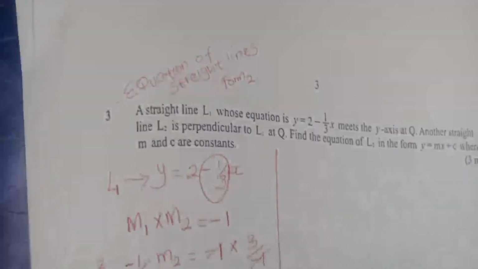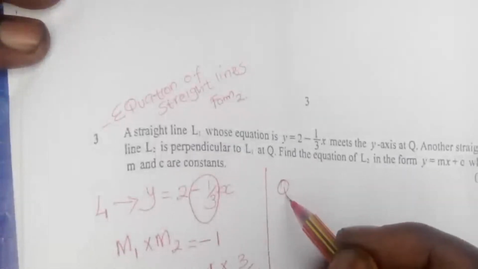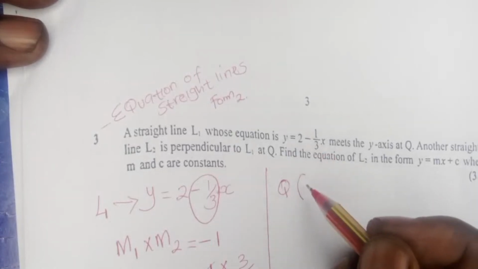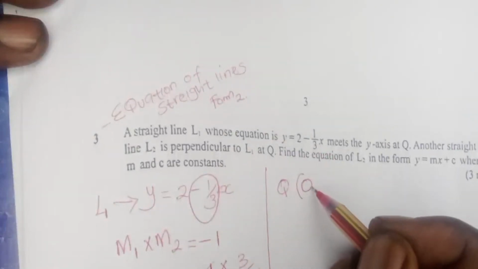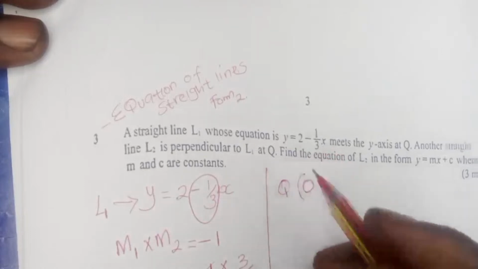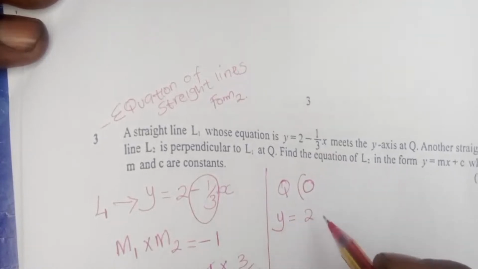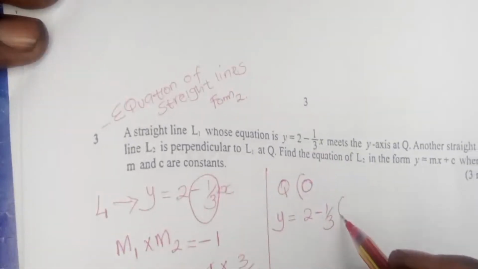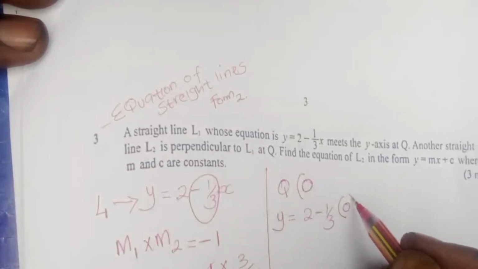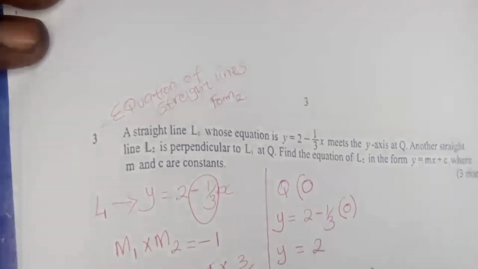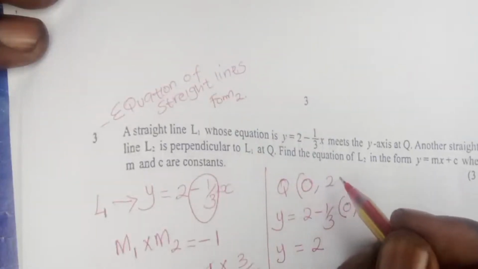After doing that, we are going to find the coordinates of Q. So for Q, let us take x to be 0. Using this equation, I can get the value of y by saying y is equal to 2 minus a third, and in place of x, I put 0. So y is equal to 2. Therefore, the point Q is (0, 2).